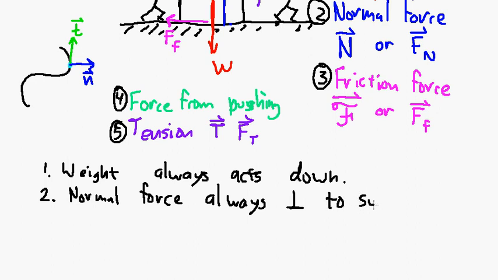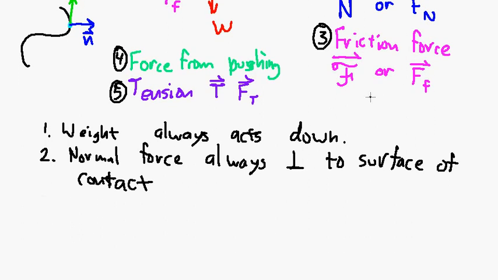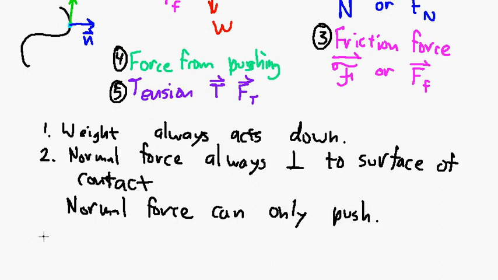Actually, the other thing about the normal force is that the normal force can only push. Number 3 is that the friction force always acts against the direction the objects are moving. It always acts against a slip.